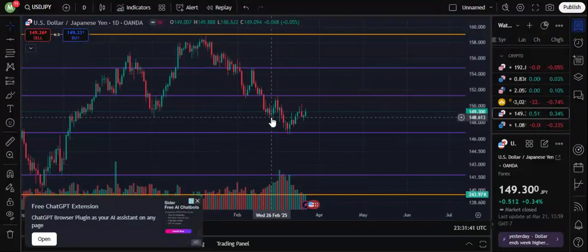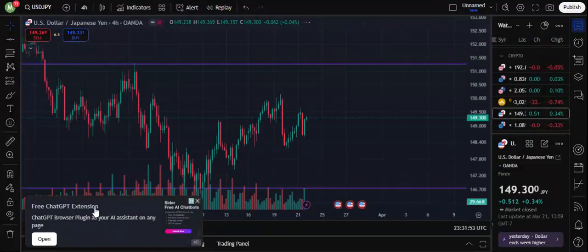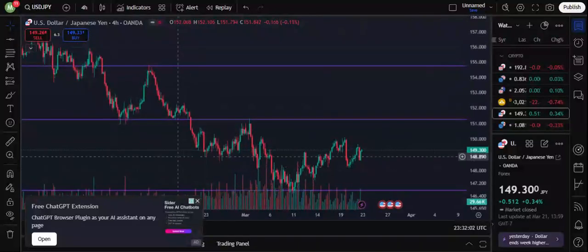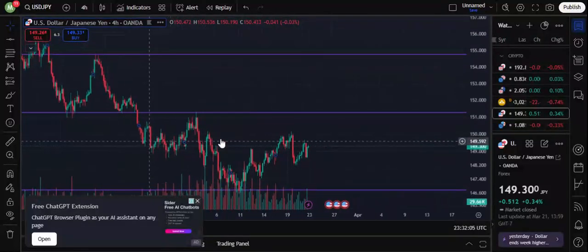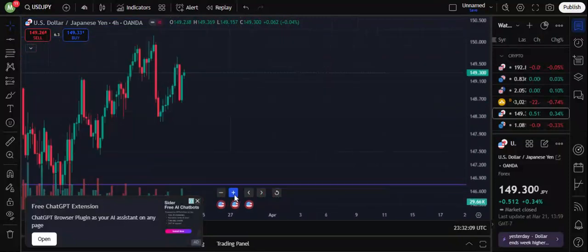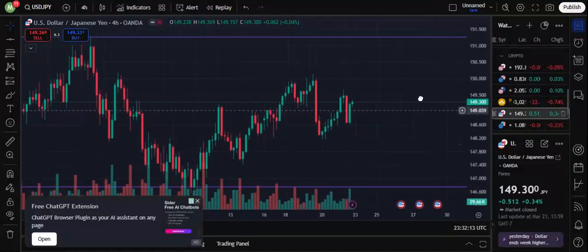You can see how I'm marking my chart. The most important thing is to mark your key areas. When you mark your key areas, what you are expecting is that when price comes to those areas, you should be looking at the reaction, what price is doing, the kind of structure price is giving you at the moment. Then at that moment you will know what to do.